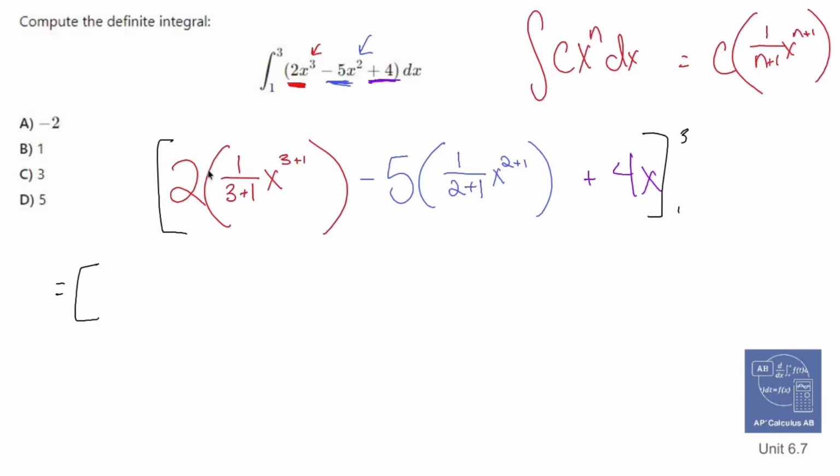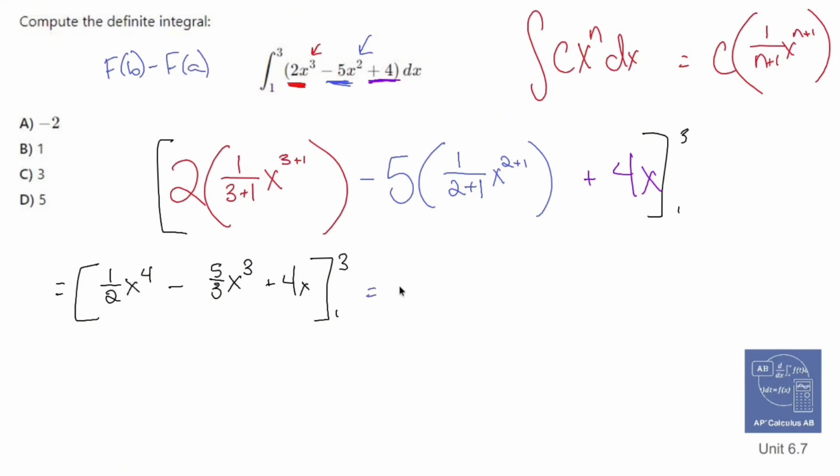So let's clean this up. All right. This will be 1/4. So 2 times 1/4 is a half, x to the 4th power. Minus, this will be 1/3, so minus 5/3, x to the 3rd, and then plus 4x is much more manageable. Limits are 1 and 3. Now remember, when you're taking the definite integral, you find the antiderivative, which is that guy right there. You plug in the upper limit, you plug in the lower limit, subtract the one from the other.